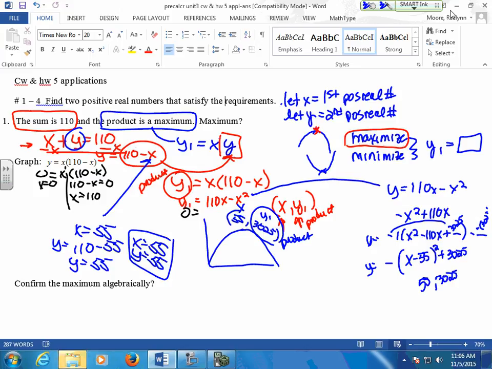So didn't we do these algebraically first? And now we're doing them graphically. Yes?